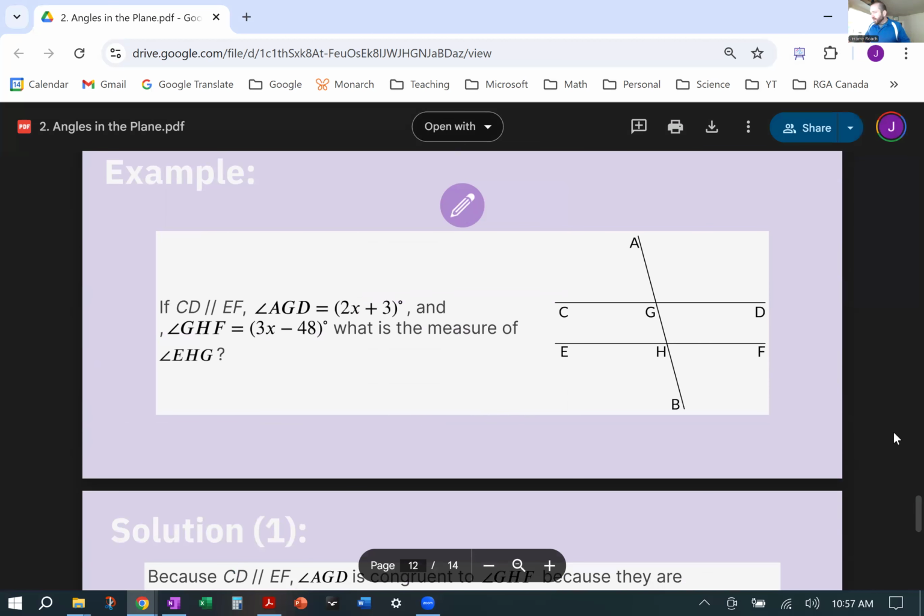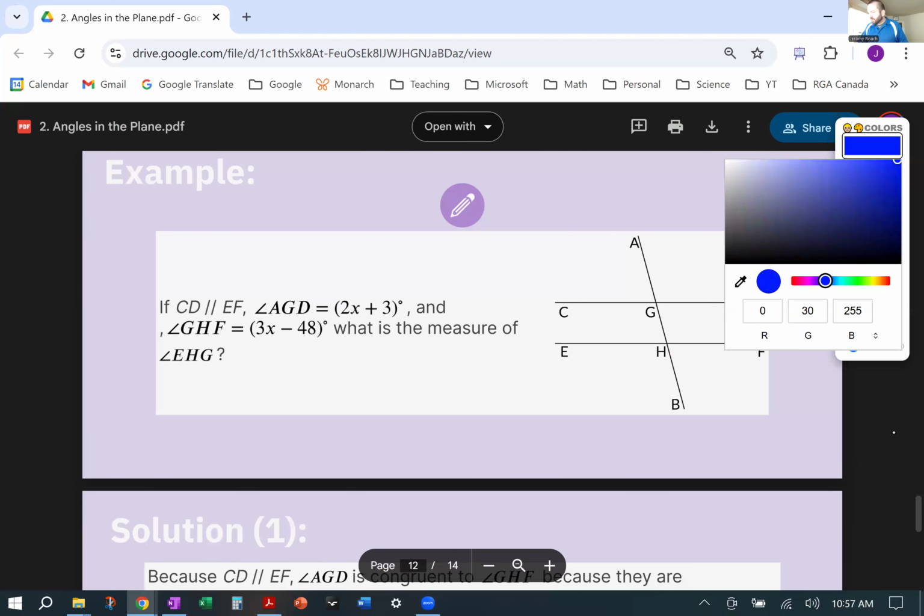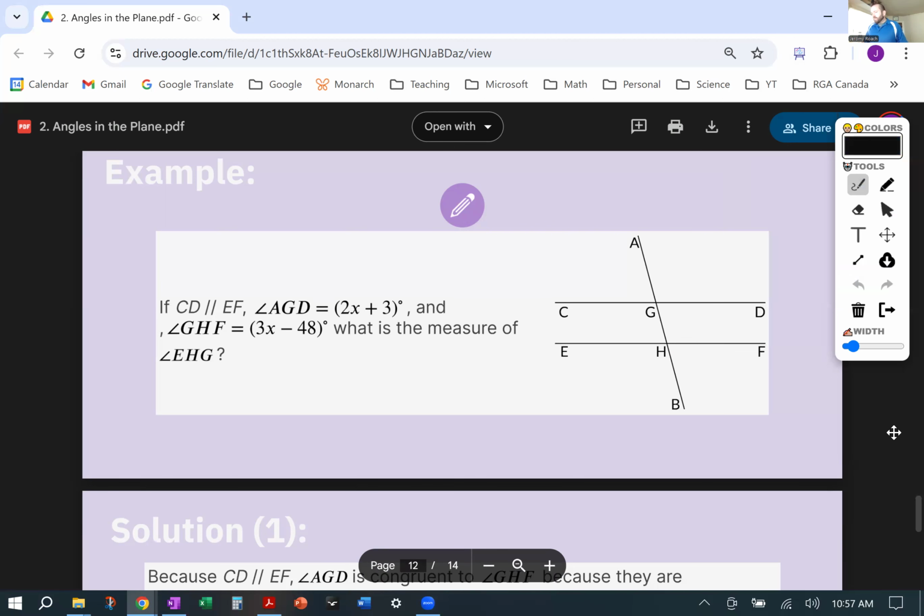All right, let's look at an algebraic example for this next part here. So this says AGD is 2x plus 3. That's that angle there. Just read them in order. 2x plus 3. And GHF is that one. That's 3x minus 48. And we want to find EHG. EHG is that angle. So we want to find what that angle is.